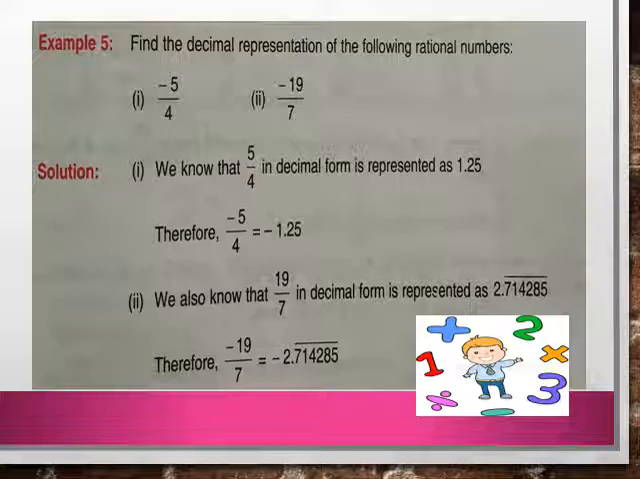In the second question, minus 19 upon 7. Now if you divide it by the long division method, you will find that a whole block is repeated. Put the bar on it. As it is a negative rational number, we have to write the negative sign in front of its decimal representation. Dear students, for this question it is not possible for you to write the direct answer, so you have to divide this number by the long division method, though it is not given here.